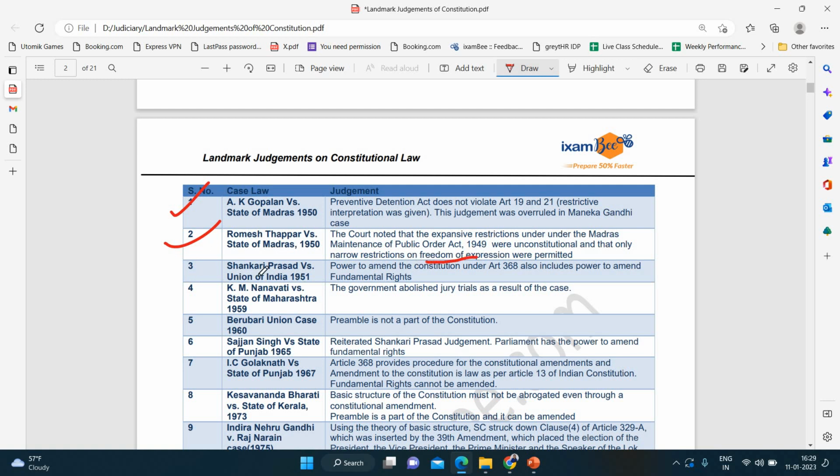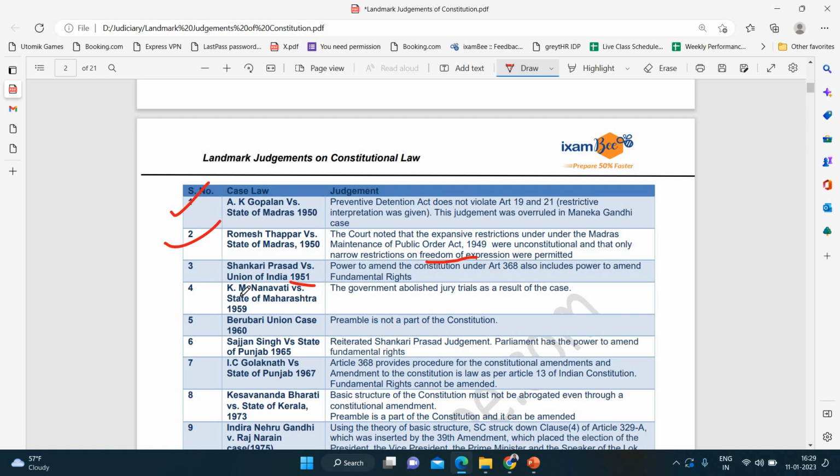Then the third important judgment is Shankari Prasad versus Union of India 1951. In this judgment, the power to amend the Constitution under Article 368 also includes the power to amend the fundamental rights. So here the court held that fundamental rights can also be amended under Article 368.